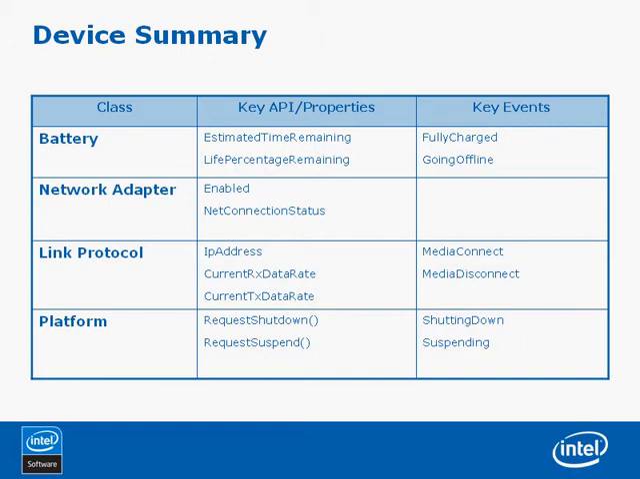The platform class exposes hardware-based information useful for the adaptation subsystem but not available in other classes. This includes transitions such as sleep, standby, and restore. Key API calls include requesting a shutdown or suspend using the request shutdown or request suspend methods respectively. A Boolean return value indicates if the request was successful. Corresponding events notify an application of events such as shutting down or suspending.